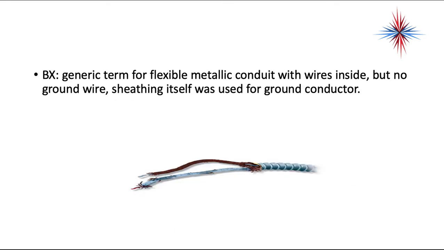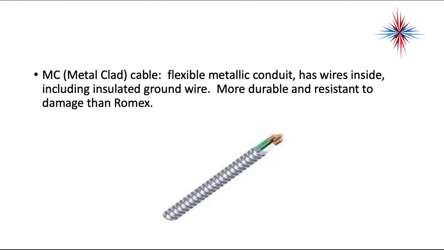BX, it's a generic term for flexible metal conduit with wires inside. Comes from the store with wires inside, but it does not have a ground wire. The sheathing itself was used for the ground conductor. So you'd connect your L1 and neutral or L1, L2, and the metallic sheathing would be your ground conductor. MC is metal-clad cable. It's flexible metal conduit. Comes from the store with wires inside, including an insulated ground wire. It's more durable and resistant to damage than Romex is.